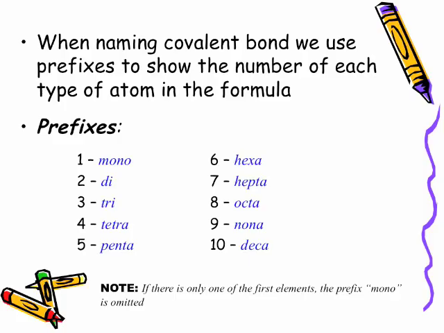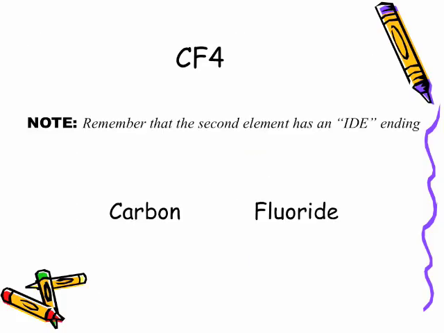Now, here's an important note. If there is only one of the first element, the prefix mono is omitted. So we're not going to use mono much, though you'll probably come across the occasional time that we'll use it. But for you to know, if you do see it, mono is used on some occasions, and we'll see that in some of the worksheets I'll be handing out.